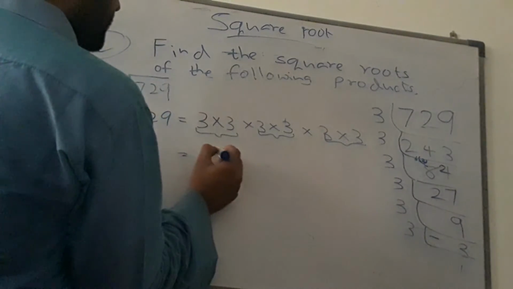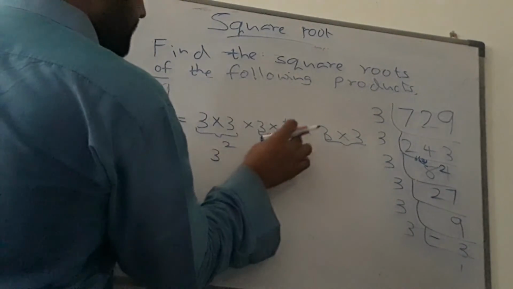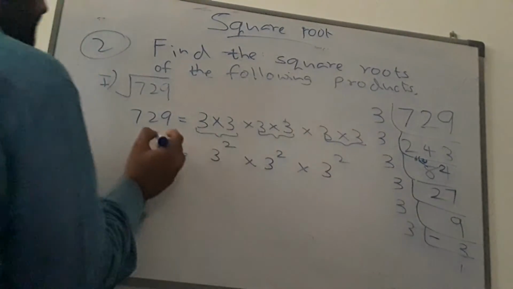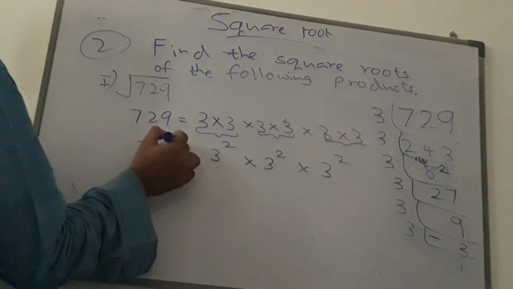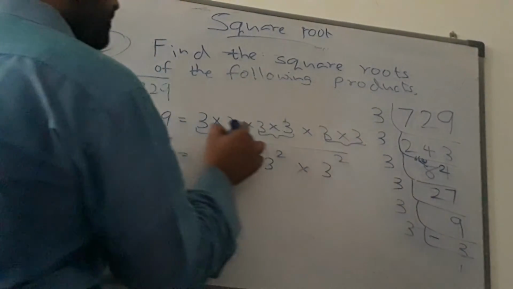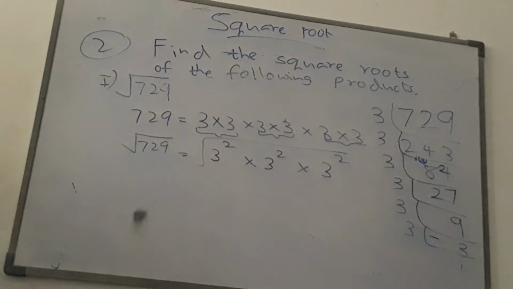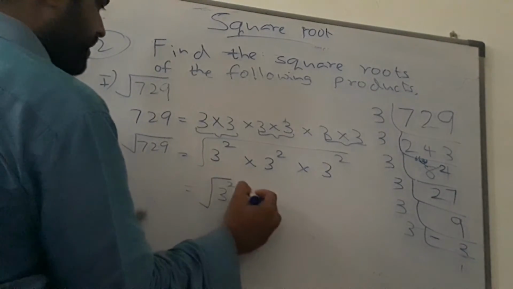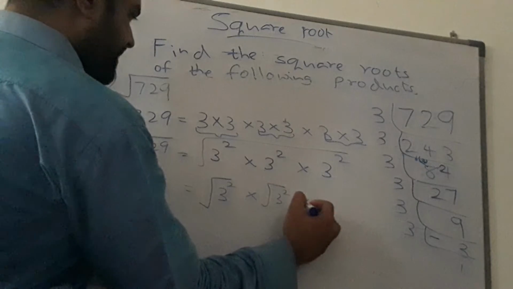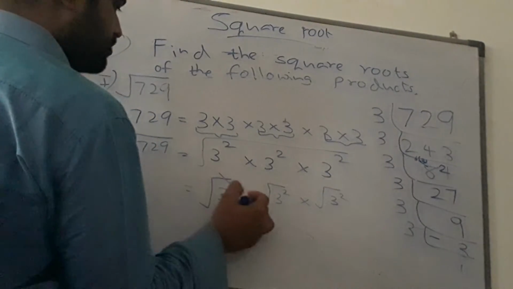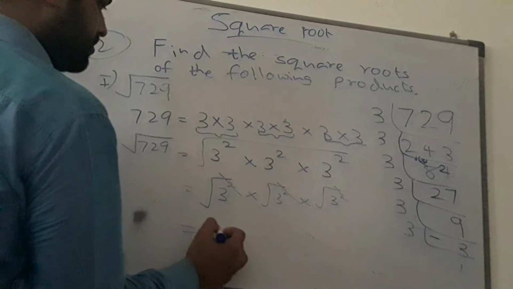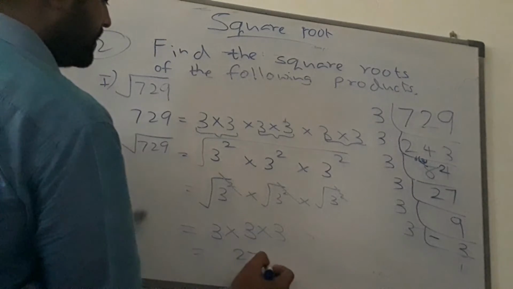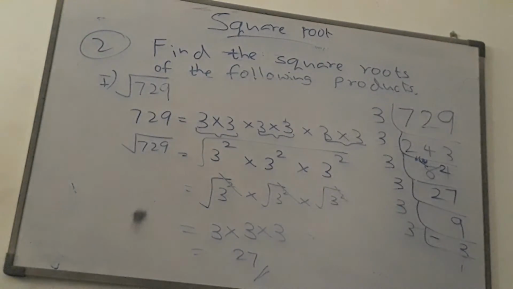So 3 times 3 means 3 squared, times another pair, 3 squared, times another pair, is equal to 729. So the square root of 729 is the square root of this product. And we can divide this product like in the previous exercise: 3 squared times 3 squared times 3 squared. Square and root cancel. So 3 times 3 times 3. 3 times 3 is 9, 9 times 3 is 27. So 27 is the square root of 729.